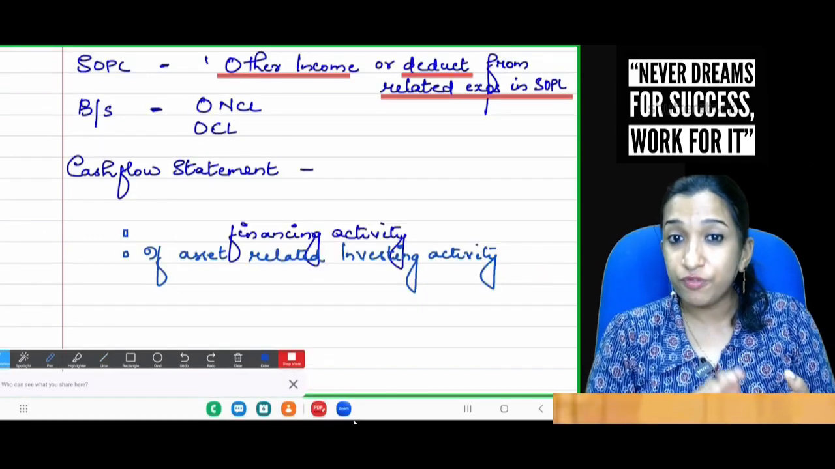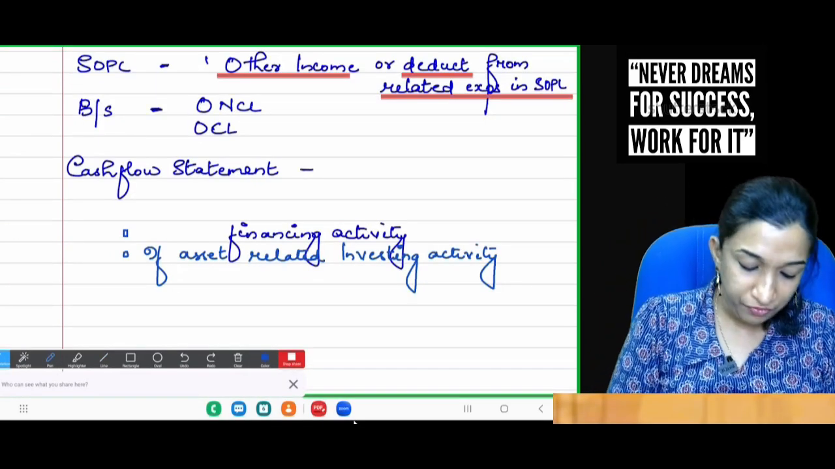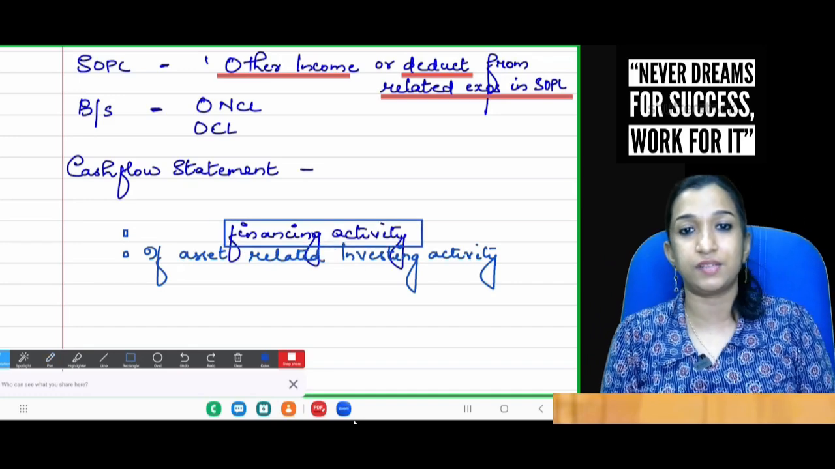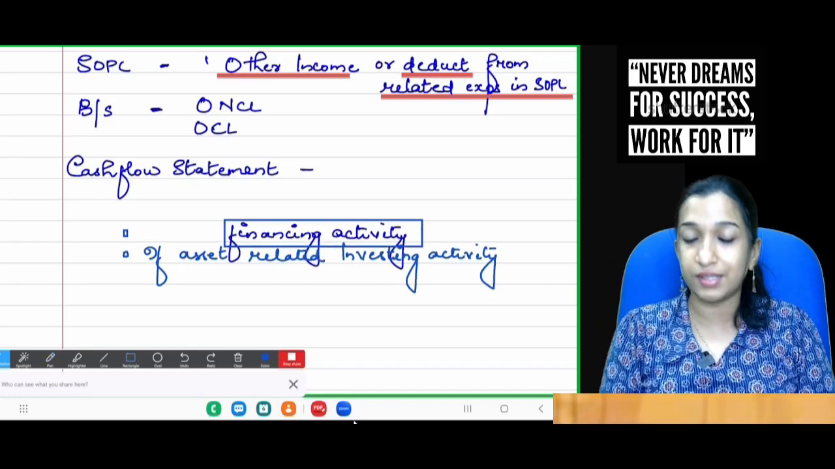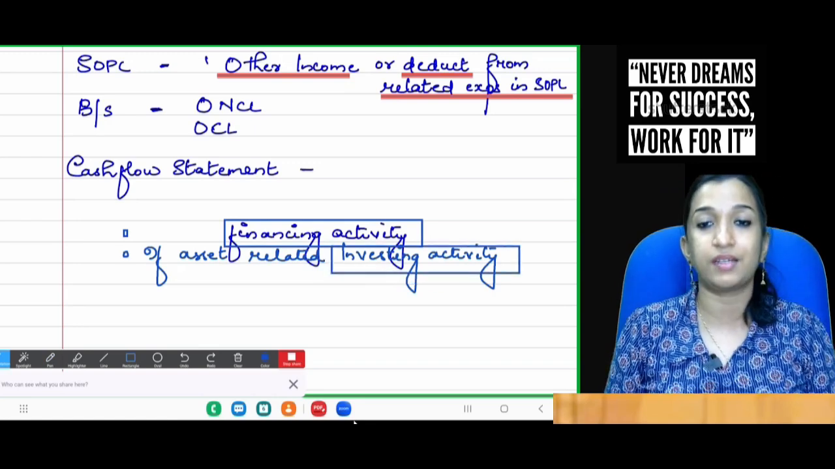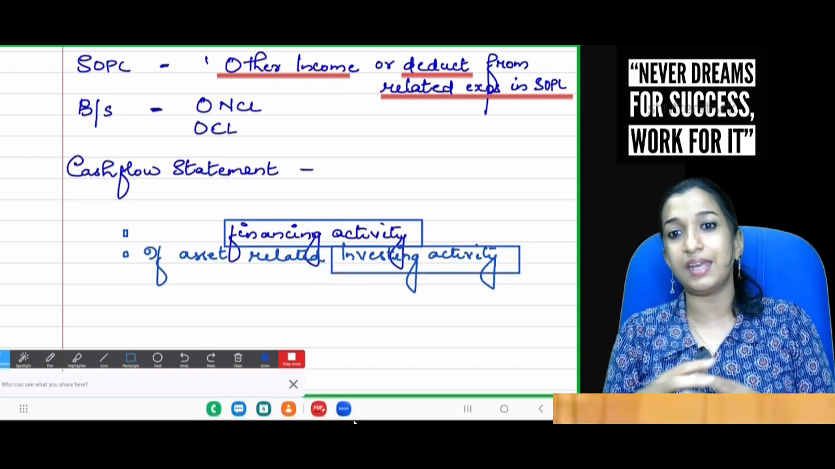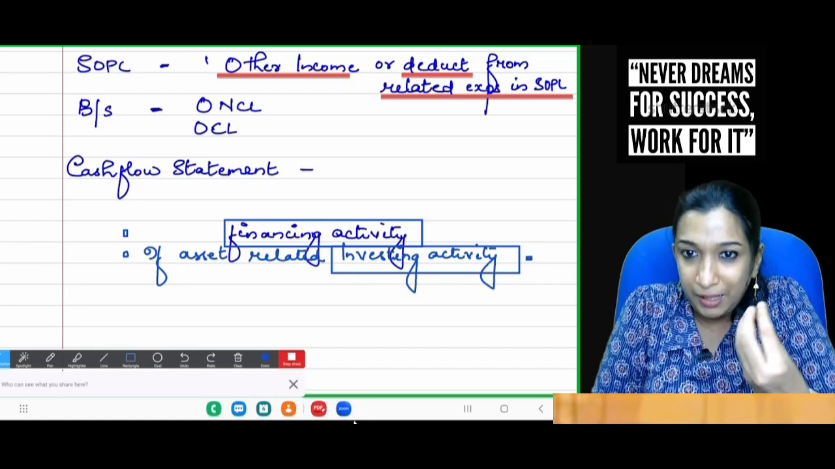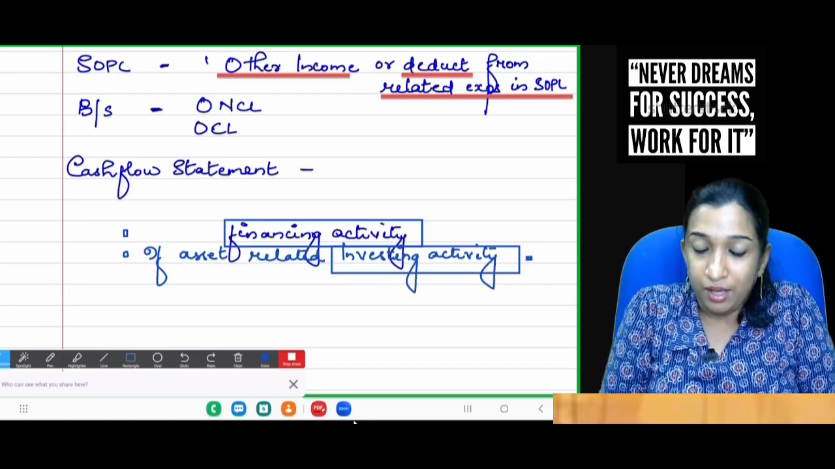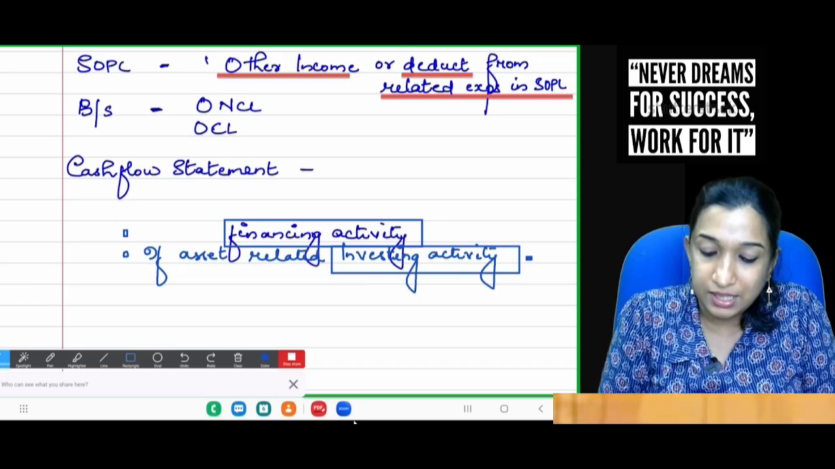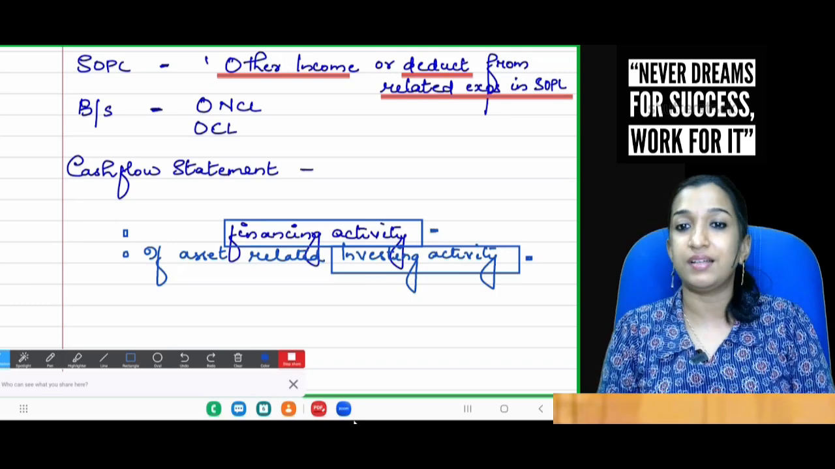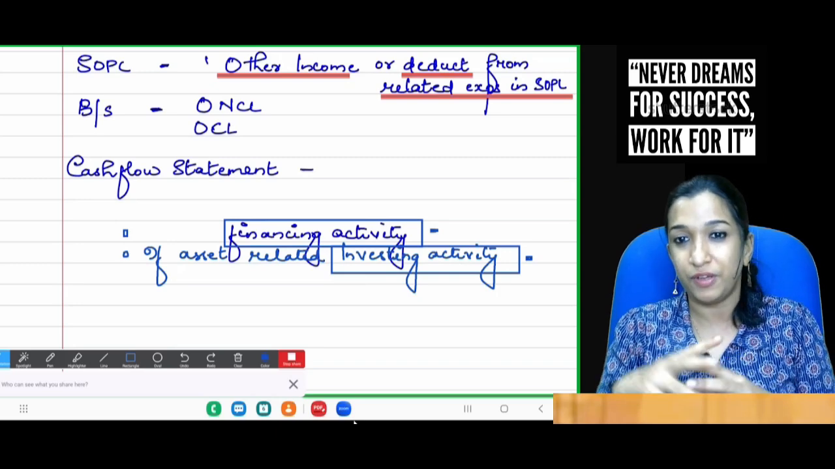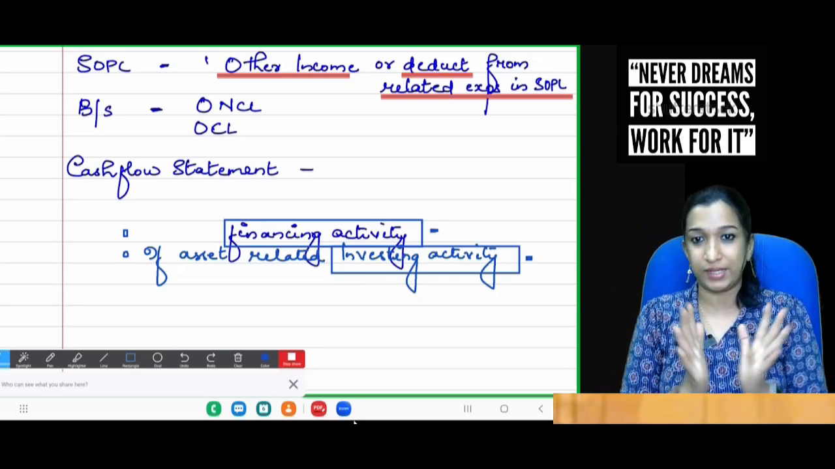So in the cash flow statement, if it is other than asset related, we show it under financing activity, and if it is an asset related grant, we show it as investing activity. Grant received will be investing inflow, and other than asset related, it will be shown as financing activity. That takes care of the presentation part of IND AS 20.